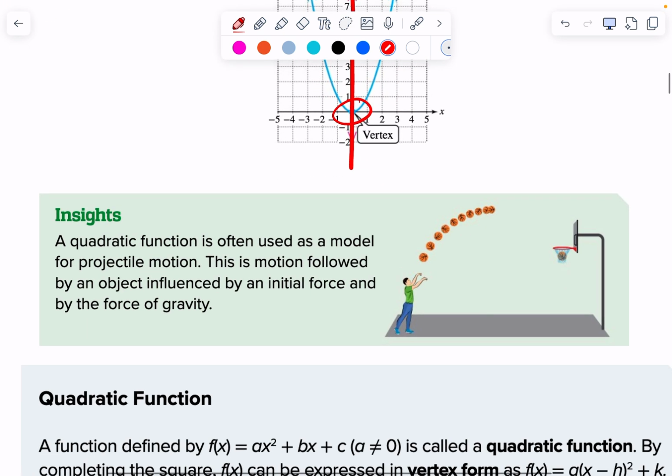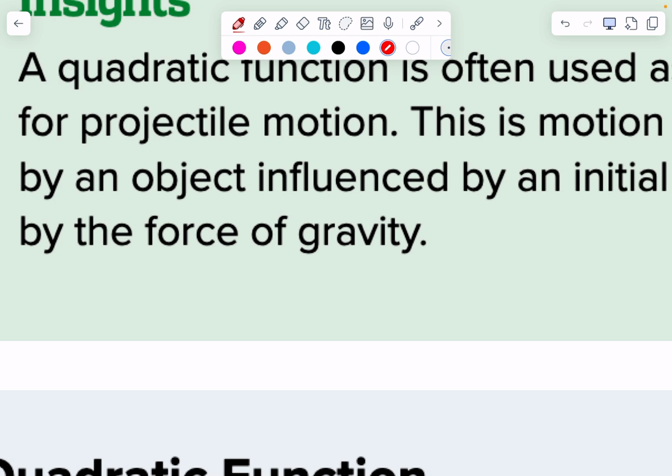Now, how does this relate to physics? Are you guys in physics? So you guys have probably done projectile motion already, where you do parabolas and stuff, right? If you're shooting a basketball, that's parabolic motion. A quadratic function is often used to model projectile motion. This motion is followed by an object influenced by an initial force and the force of gravity. Do you know what the force of gravity is?